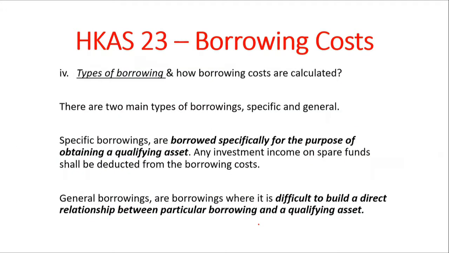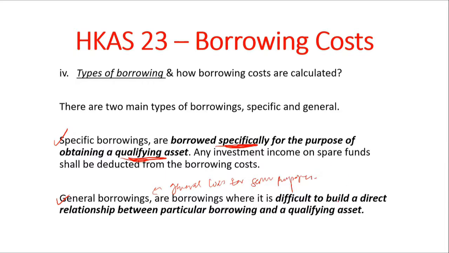So let's look into what are the types of borrowings. There are two types of borrowings, mainly specific borrowing and general borrowing. In specific borrowings, as you can see here, they are borrowed specifically for the purpose of building or obtaining that qualifying asset, right? Whereas general borrowings are just general loans for several or various purposes. So not really specifically for a qualifying asset.